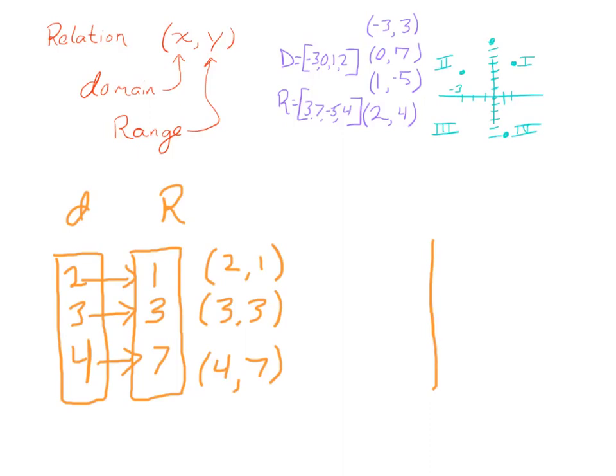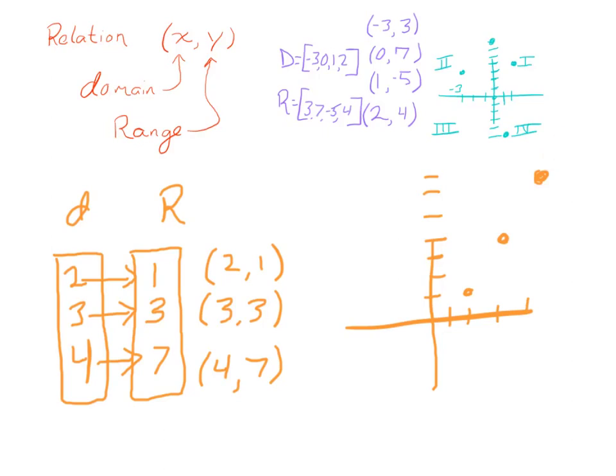And of course, we can graph all of those. The first one would be over 2, up 1. The second would be over 3, up 3. The third one would be over 4 and up 7. So we're now up here. Now you get a sense that we are building a relation that is increasing. As the x value increases, the y value increases, and we sort of almost start seeing a linear type relation.